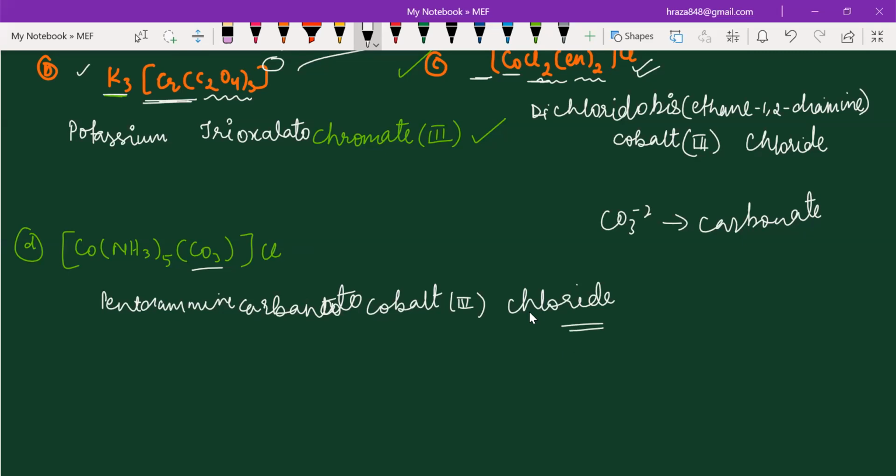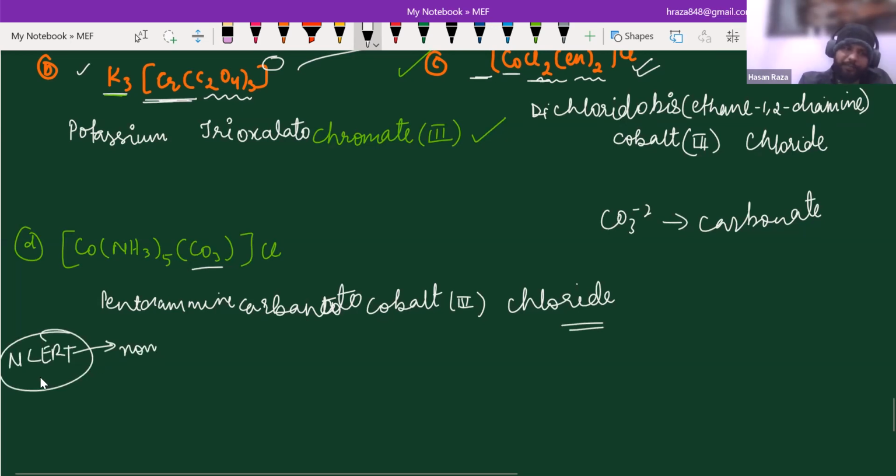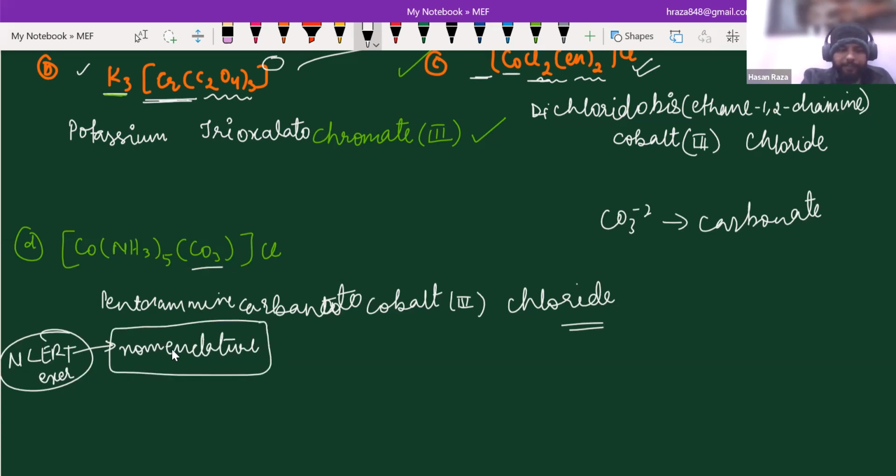Yes, sir. So this is how we write the IUPAC name of a complex compound. And the homework that I'm going to give you is the NCERT exercise. You are going to do all the nomenclature from the NCERT exercise. On Wednesday, I will check it. Please write the names honestly and send them to me before the class. Okay. Can I change the slide? Yes, sir.